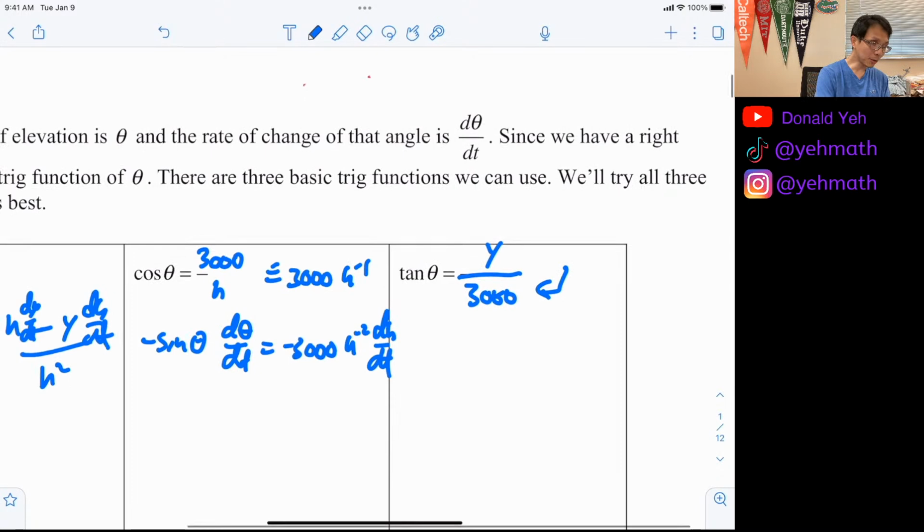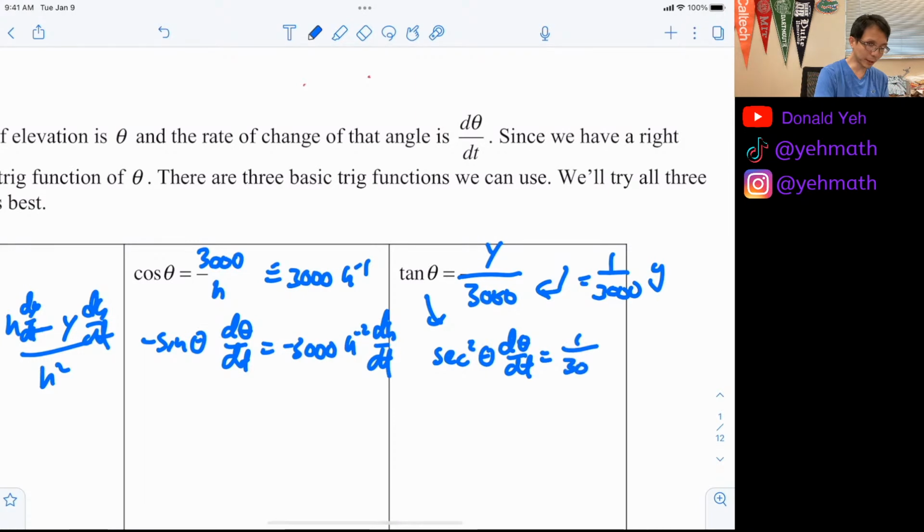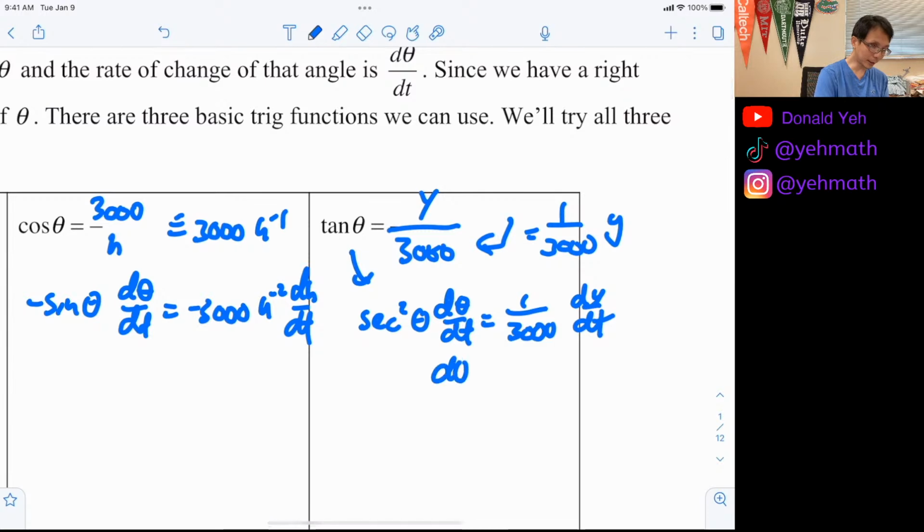Okay, so this one is the best because this one's gonna be secant squared theta d theta/dt is equal to, this one's 1 over 3000 y. So y, it's just like a constant multiple rule. So that's gonna be 1 over 3000 dy/dt. Does that make sense? Okay, so then d theta/dt, guess what? Is equal to 1 over 3000.